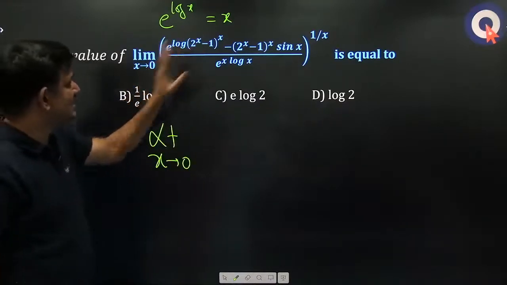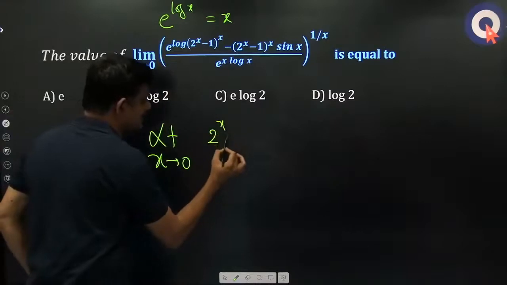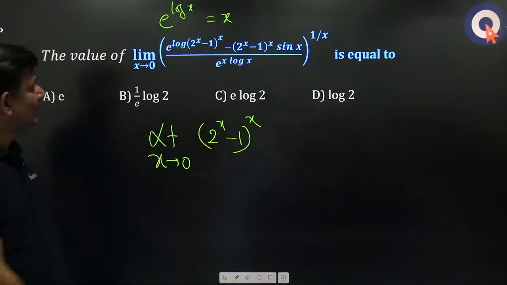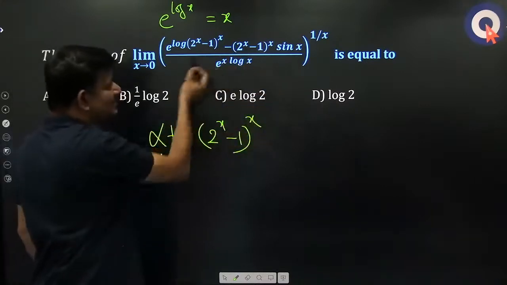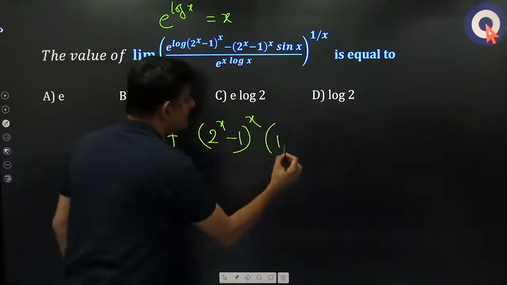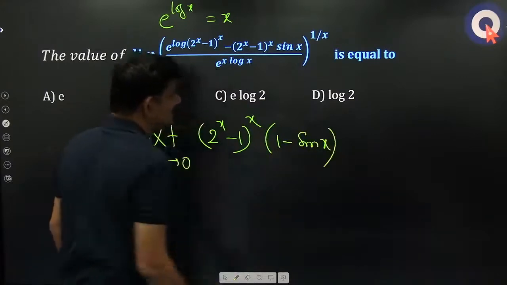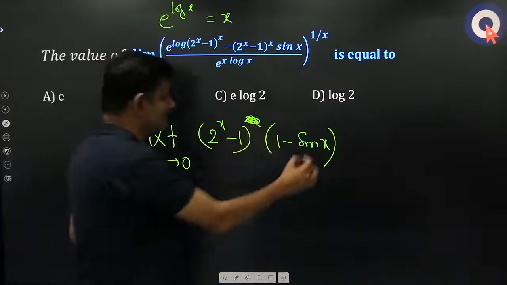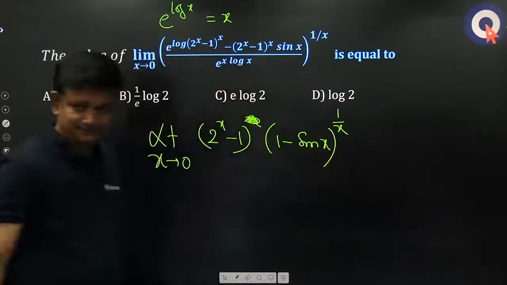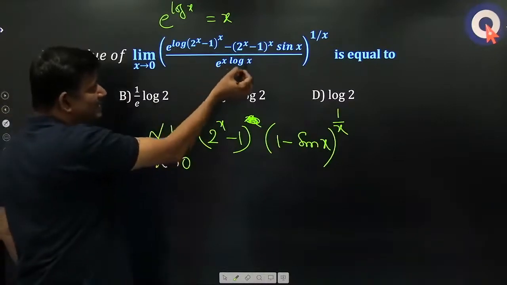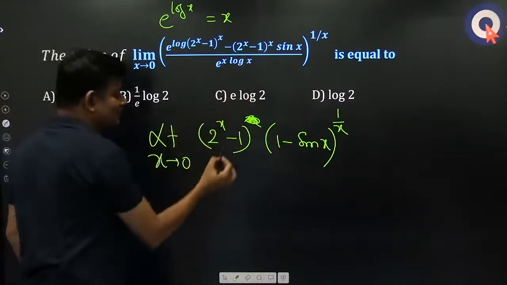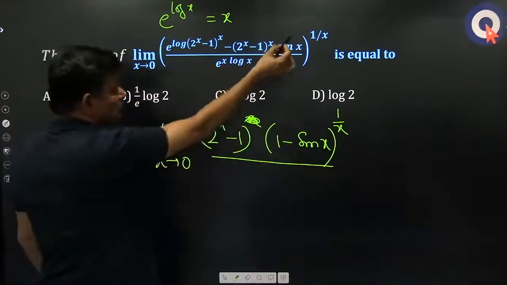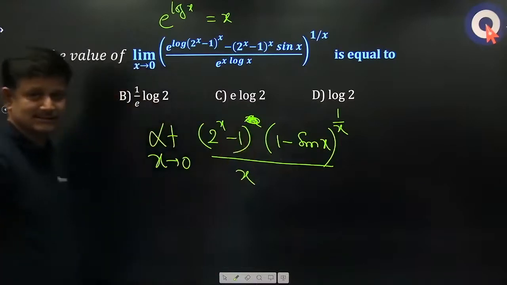So e power log x is x. The first part is 2 power x minus 1, whole power x. And that is coming common from the numerator, into 1 minus sin x, whole power 1 by x. So the x gets cancelled and here it is 1 by x. Divided by e power x log x, which is what? E power log x, whole power x. So the denominator is x power x, and this simply, whole power 1 by x, is x.